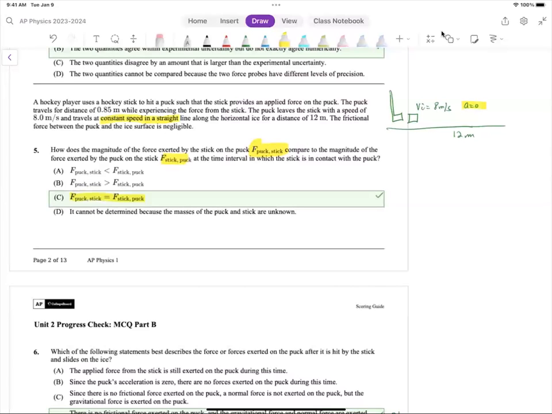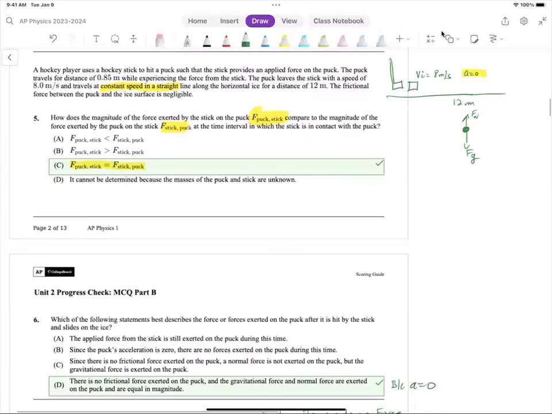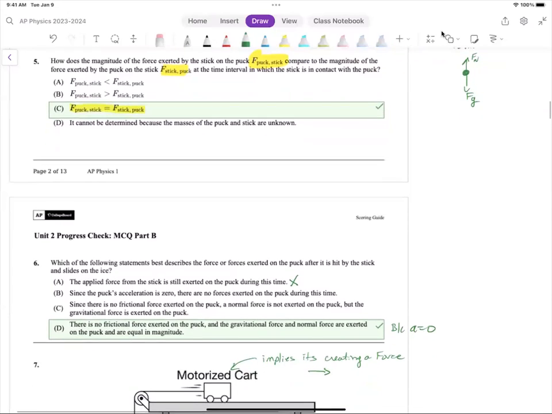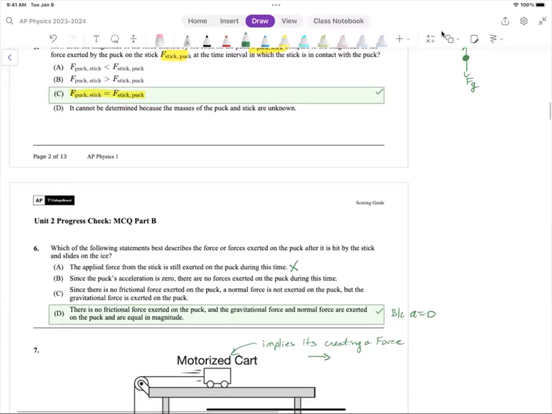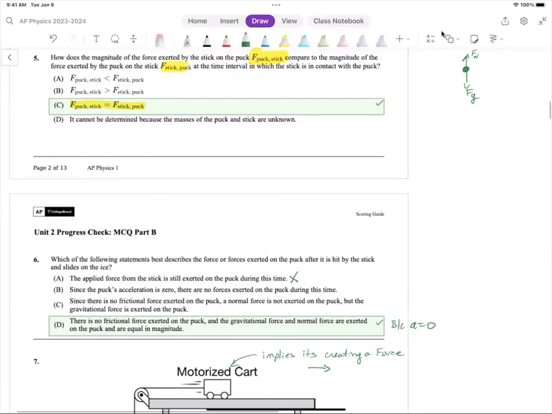So acceleration is 0. So if you were to draw the forces on that, all I know is that they add up to 0. Force normal, force of gravity. Since there is no force applied after it takes off from the stick, the stick doesn't follow it, so there's no more force applied. That means force of friction can't be there. So the applied force from the stick is still exerted during this time. No, the stick doesn't run past it and keep up with it. Since the puck's acceleration is 0, there are no external forces acting on it. That is not true. We still have force of gravity acting on it, force normal from the ice.